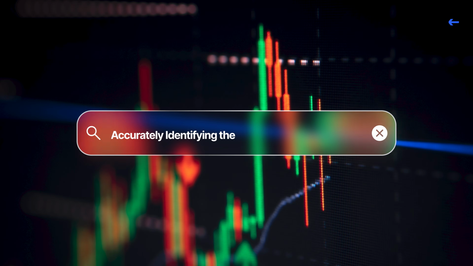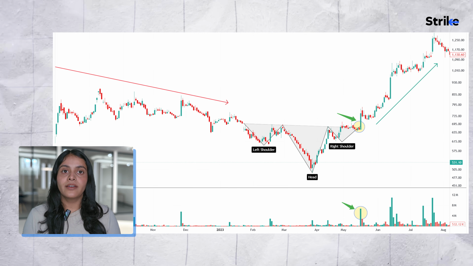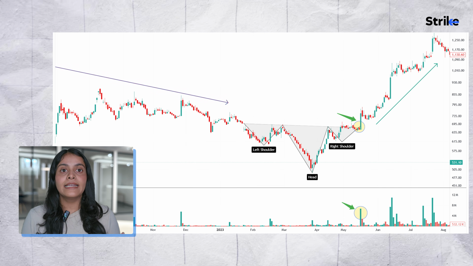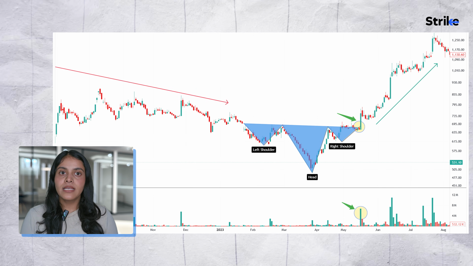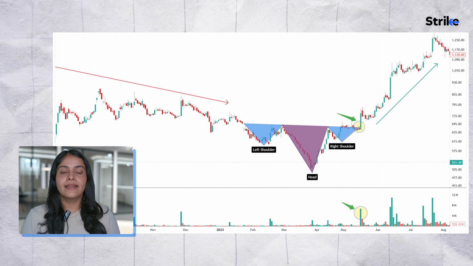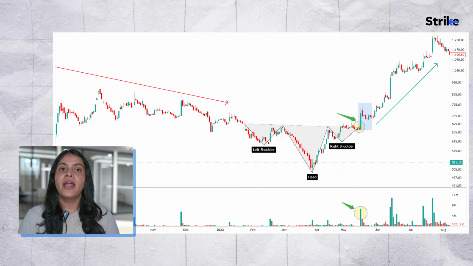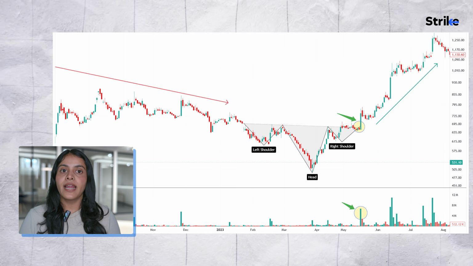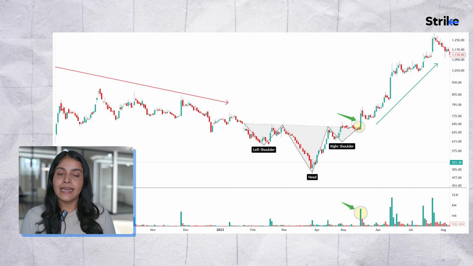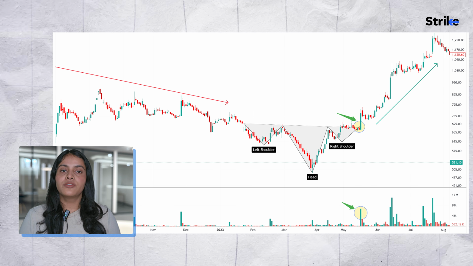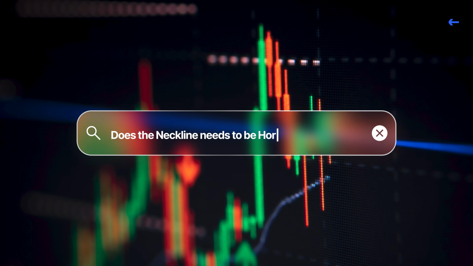How to identify the pattern accurately? To identify the pattern, look out for these things. A clear prior downtrend, three troughs, the middle trough lower than the others, a visible neckline, volume increasing near the breakout. The pattern becomes stronger when the right shoulder forms with lower selling pressure and the breakout happens with strong volume.